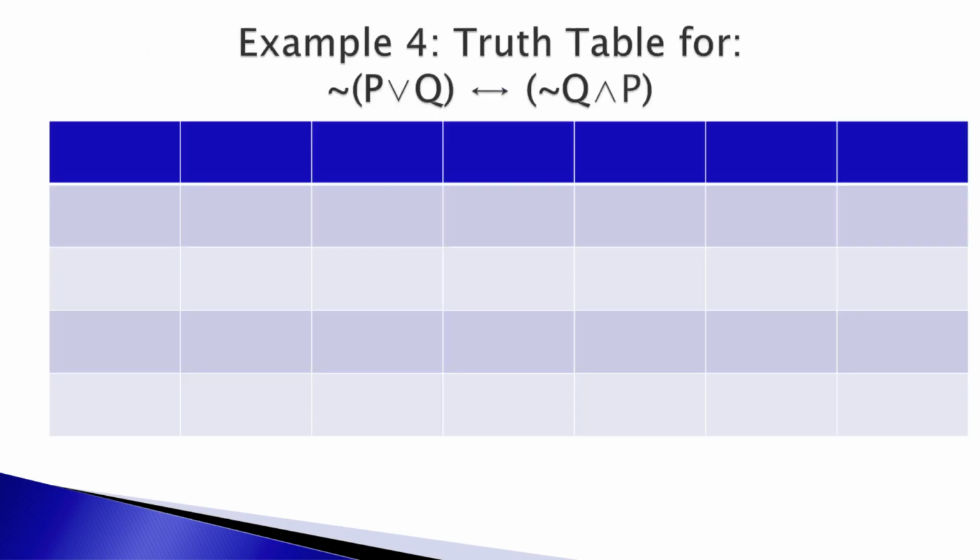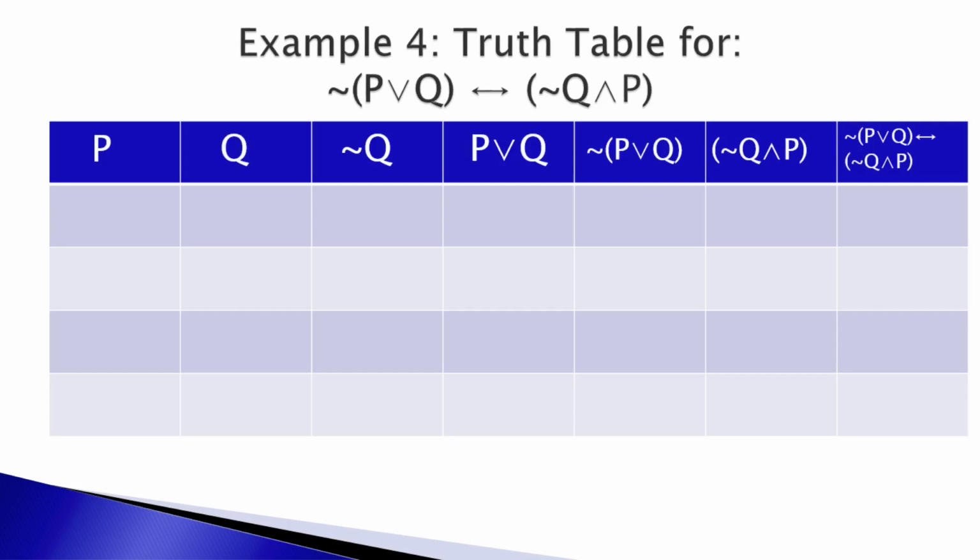And let's go back to looking at a more complex example of this. Let's try not (P or Q) if and only if (not Q and P). So let's fill in the truth table values. P and Q, and not Q are easy examples. True, true, false, false, true, false, true, false, and the opposite, false, true, false, true.